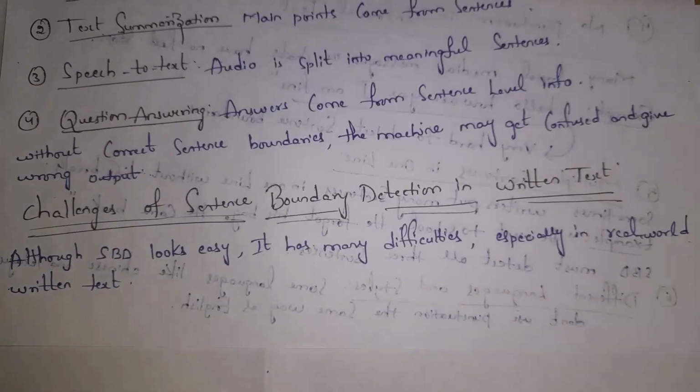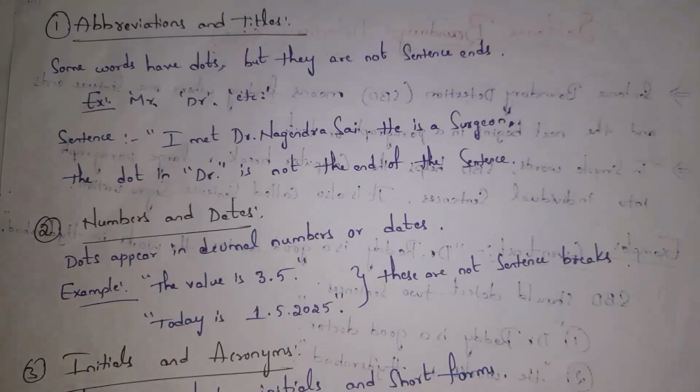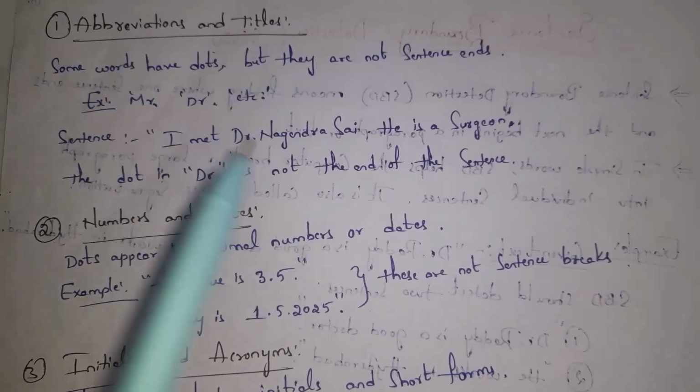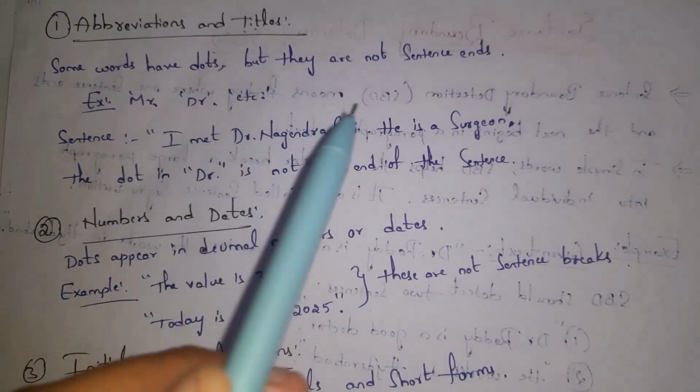Next I will explain the challenges of sentence boundary detection. Although SBD looks easy, it has many difficulties, especially in real-world written text. One problem with SBD is abbreviations and titles. For example, words with dots like Mr., Dr., etc. I'll give one example. For example, this sentence: "I met Dr. Nagendra Sai, he is a surgeon."